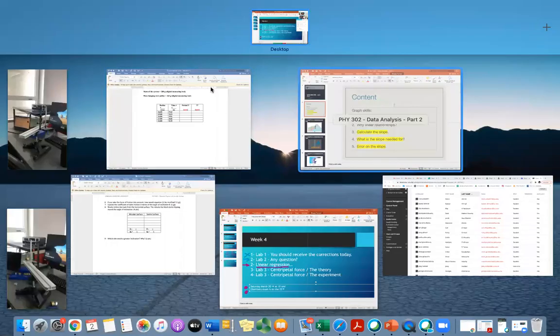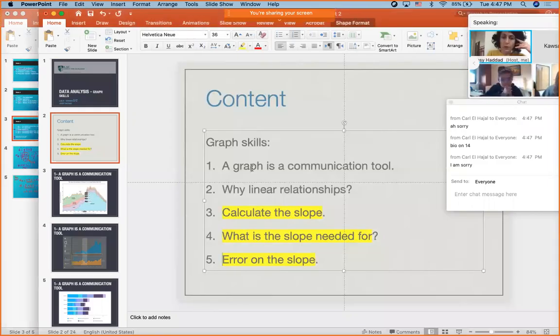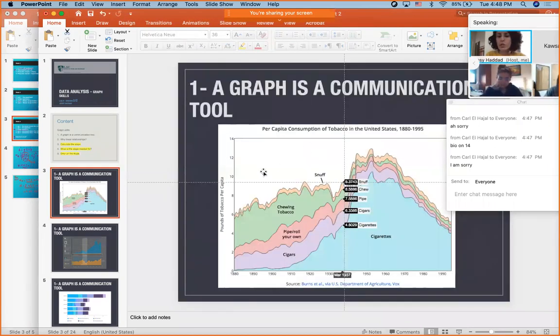Back to the content. So in the first section, I'm going to discuss why a graph is a good communication tool, and I'm going to go fast on this one. Why linear relationships, I'm going to go fast on this one as well. So for the first section, I will show you some random graphs, just to let you know that it's very important to show a title, to label your axis, to add units to your axis, to show a very clear legend, all right?